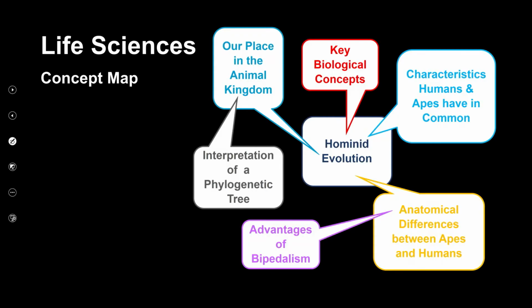Okay, so let's have a look at how we interpret a phylogenetic tree. We've looked at our concept map again. We had a look at the key biological concepts. We've had a look at what the terms mean, which are very important so that we understand the rest. And now what we're going to do is have a look at how we interpret a phylogenetic tree.